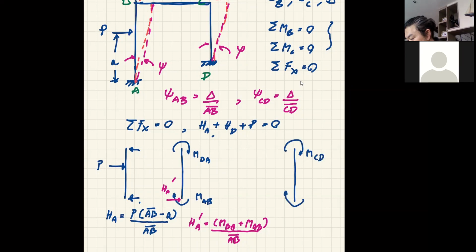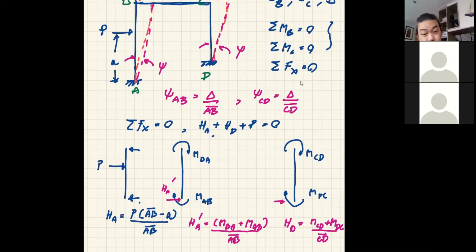And the rest for this guy, we have MCD and MDC. So you have HD equal to, maybe it's in this direction, MCD plus MDC over the length of member CD. And there you have it. You can construct your sigma Fx equal to 0 equation. Is there any question on this case?